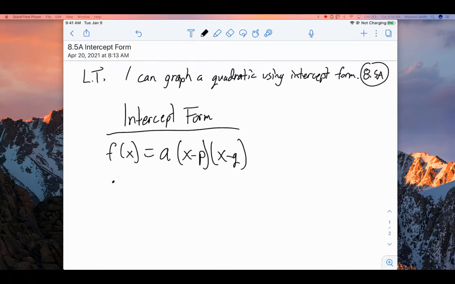Some notable things. X-intercepts are p and q. And remember, this is just like anytime we're looking at vertex form. If I saw x minus 5, that means that intercept is 5. So we are looking at opposite signs here again.